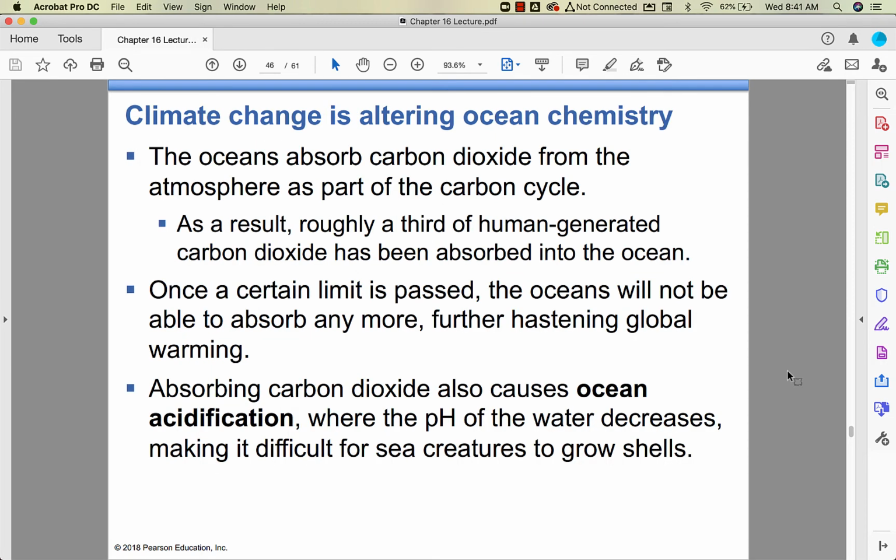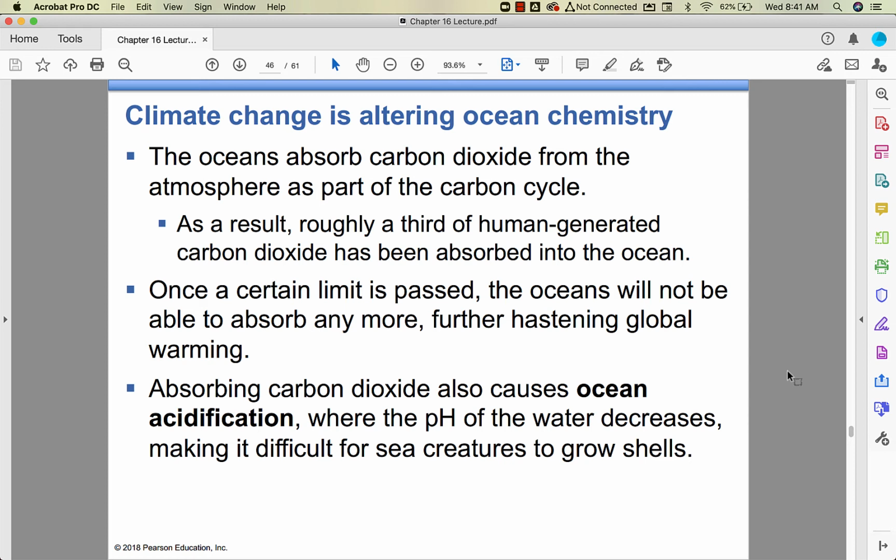Okay, this is another big idea. Naturally, as we talked about with the carbon cycle, the oceans are going to absorb carbon dioxide from the atmosphere because of the ocean-atmosphere interface. It just naturally makes its way in. This is pretty cool. About a third of human-generated carbon dioxide has been absorbed into the ocean. So the oceans are a giant sponge for anthropogenic carbon dioxide.